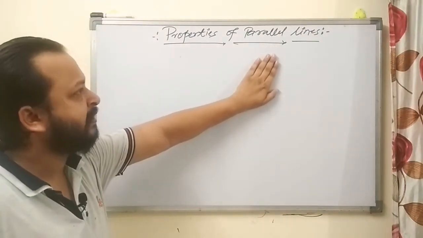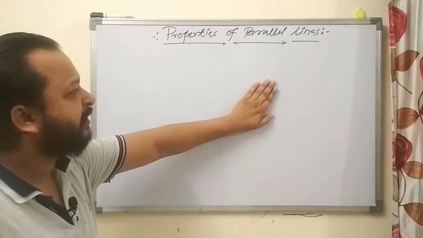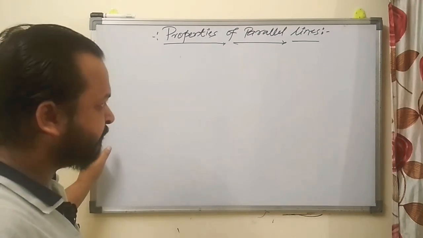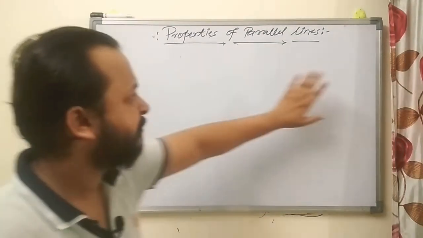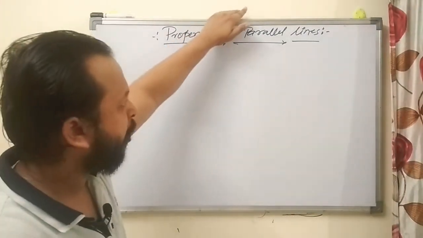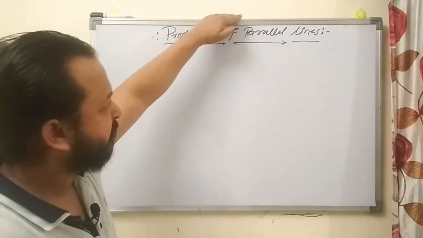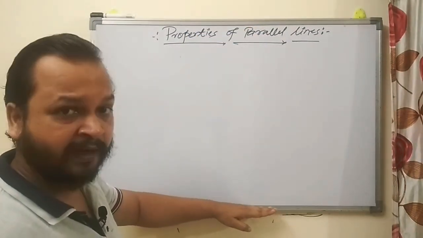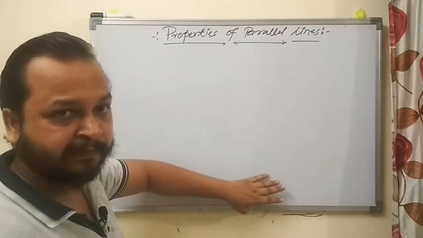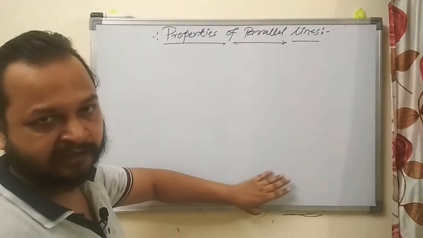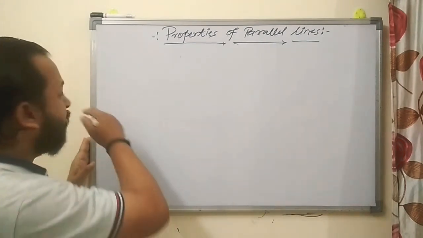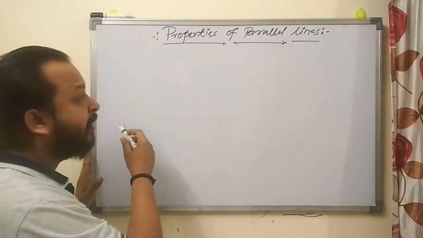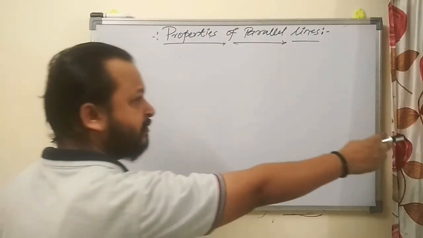Parallel lines means if there are two lines and they are in the same plane, right? Suppose this is a plane. So the border of the board, this length, they are also parallel to each other because they are in the same plane and they are not intersecting each other, right? The breadth of the board is also parallel, right? Because they are in the same plane.